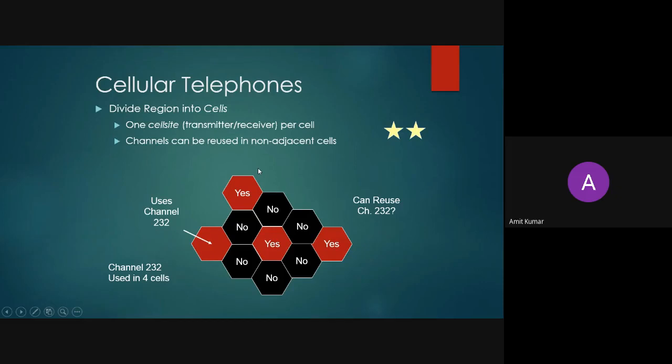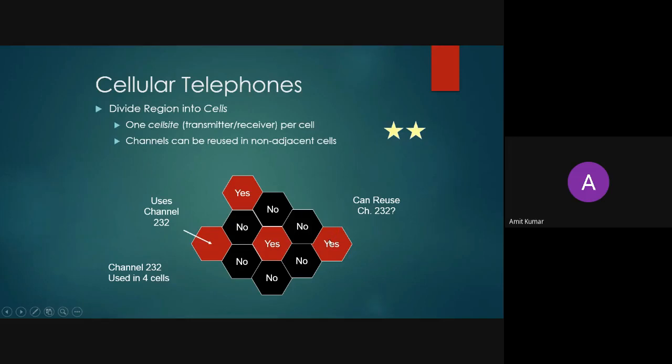So what does frequency reuse mean? Say, for example, a frequency of 232 is used, so you cannot use it in the adjacent cell. After this, you can use it here, here, and here, to avoid interference between those two signals. No adjacent signals should be residing together so that interference can be avoided. So this is known as frequency reuse.